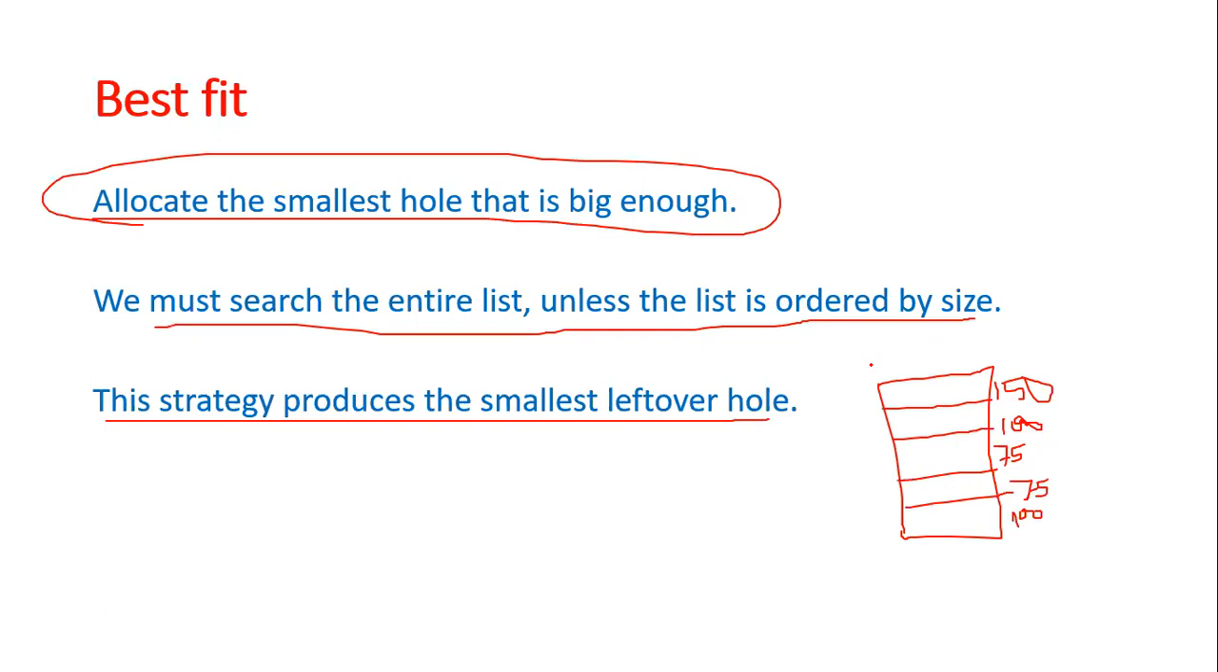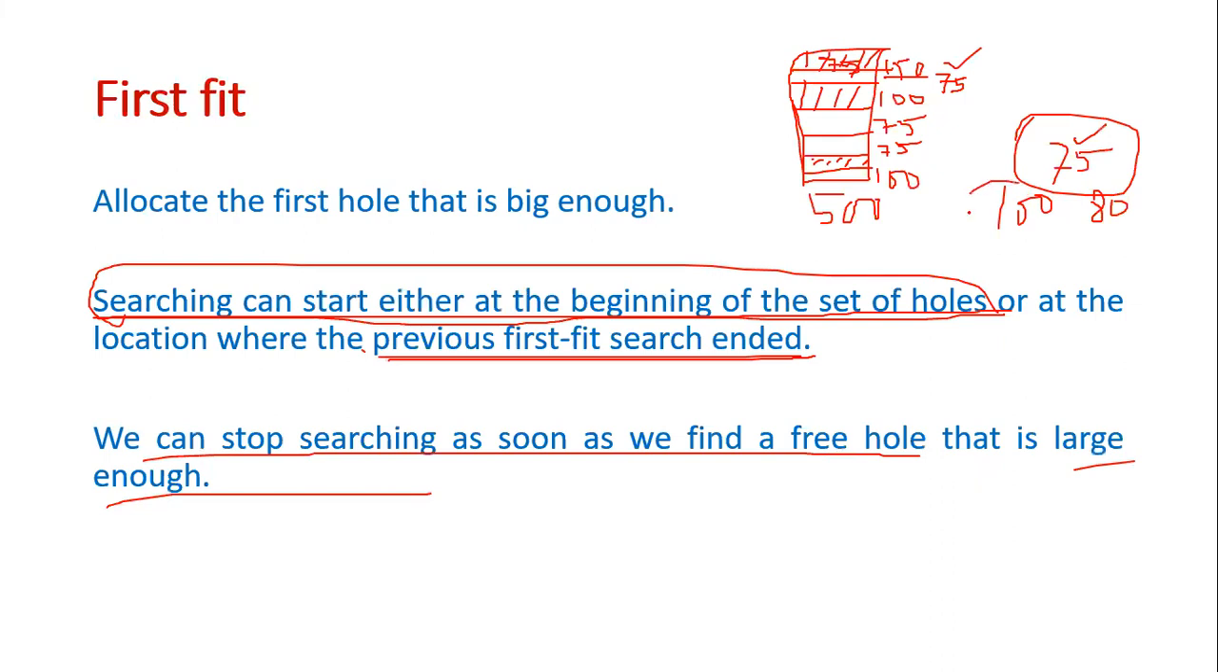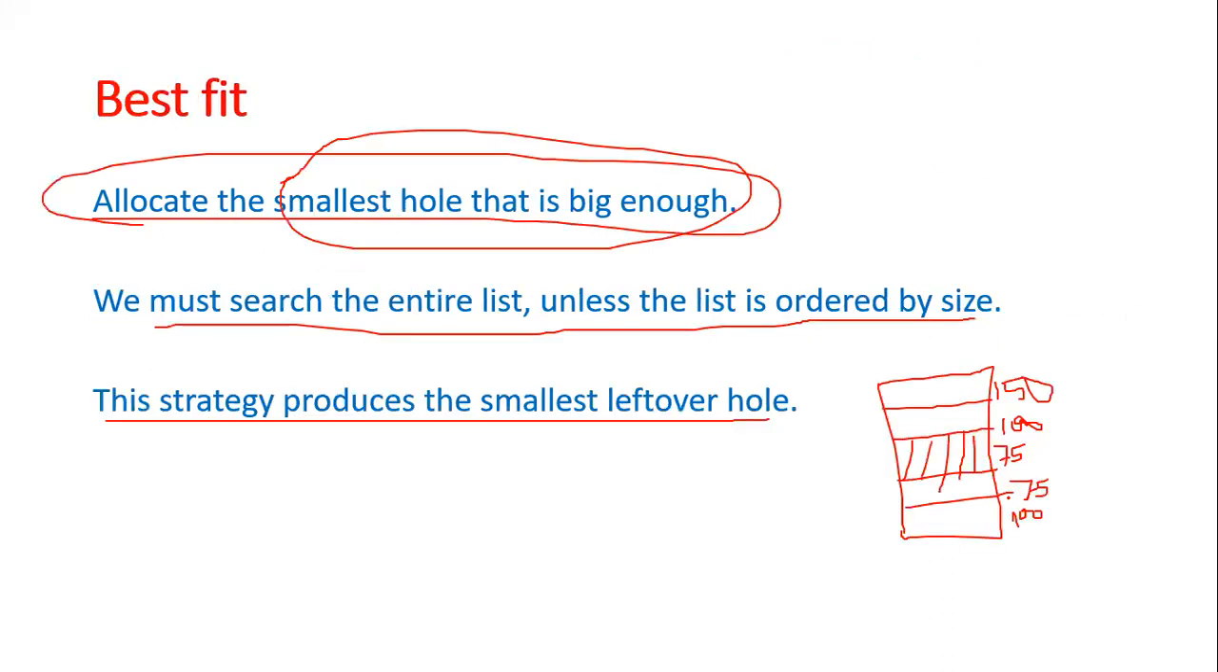But here, it does not search from the first hole. What I said, allocate the smallest hole. So what is the smallest among these? 75. Two are the same in size, so initially we will allocate the first 75. Okay, then what is the next one? We are allocating 100. What is the smallest one?